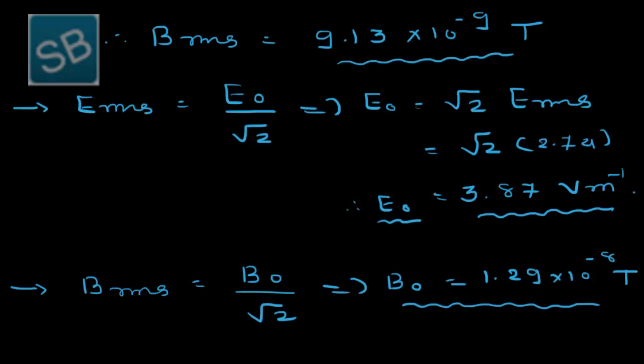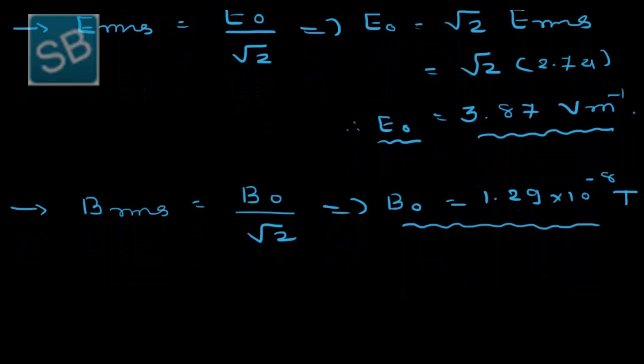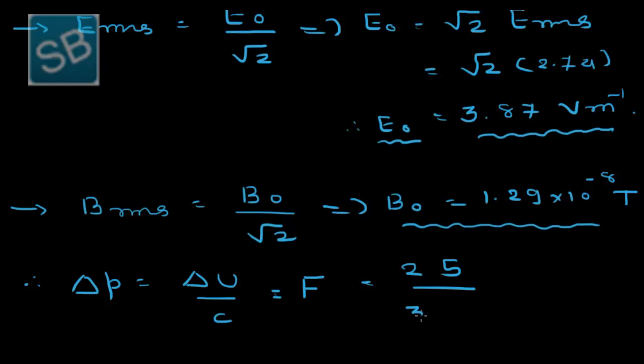Now, the total momentum imparted on the surface, that means delta P, is equal to delta U over C, which is equal to F, that is nothing but the force, whose value we have to find out. So that is equal to 25 divided by 3 into 10 to power of 8. That is equal to 8.33 into 10 to power minus 8 Newton.